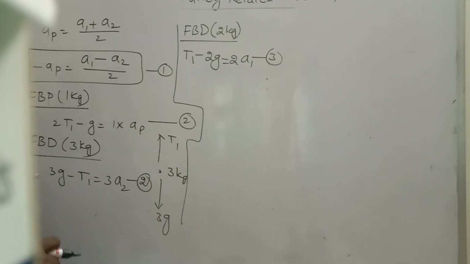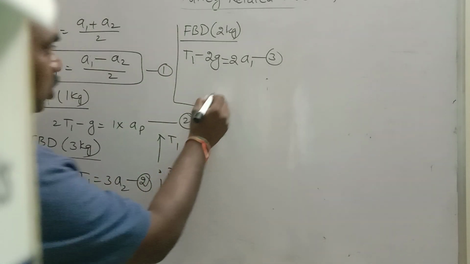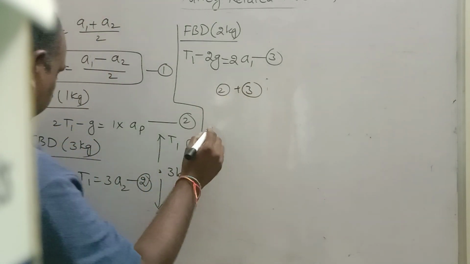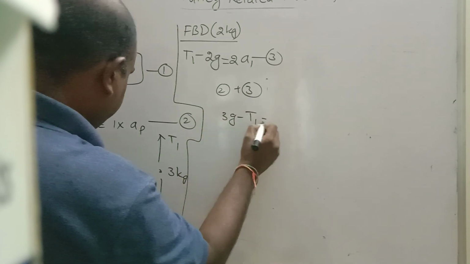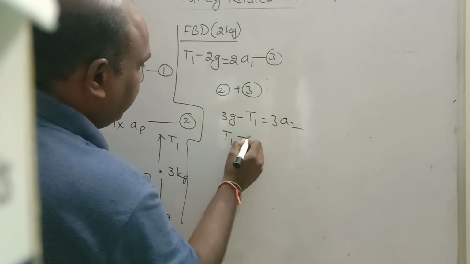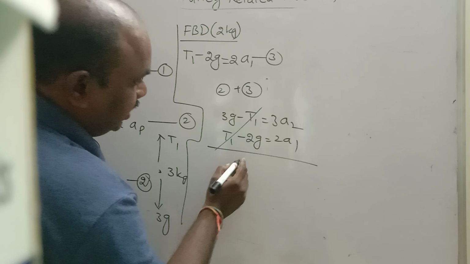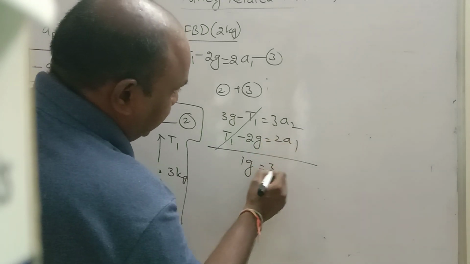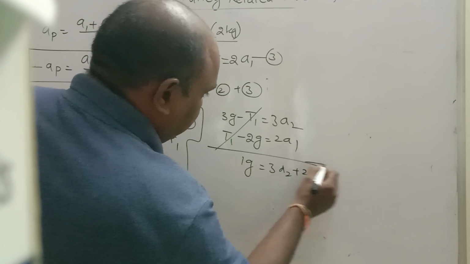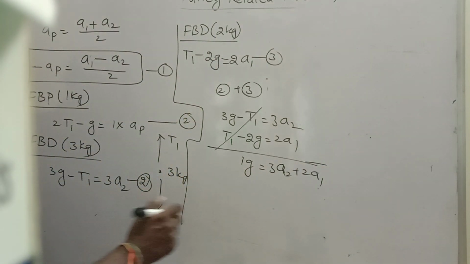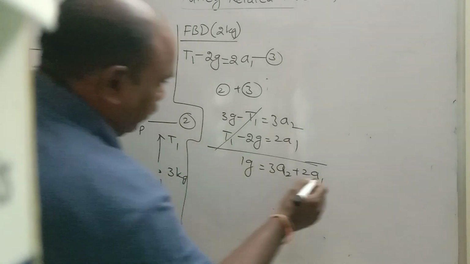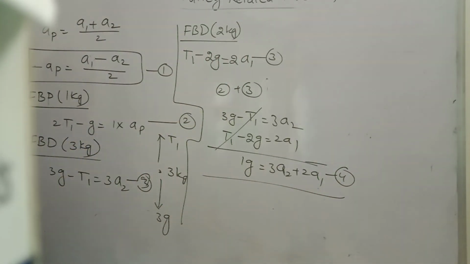See, children, first of all I am finding the relation between these two. If you add these two, T1 gets cancelled. 3g minus T1 is equal to 3A2. T1 minus 2g is equal to 2A1. Add these two, T1 gets cancelled. 3g minus 2g, that is 1g, is equal to 3A2 plus 2A1. This is equation number 4. This is equation number 3. If you solve 3 and 4, you will get the answer.